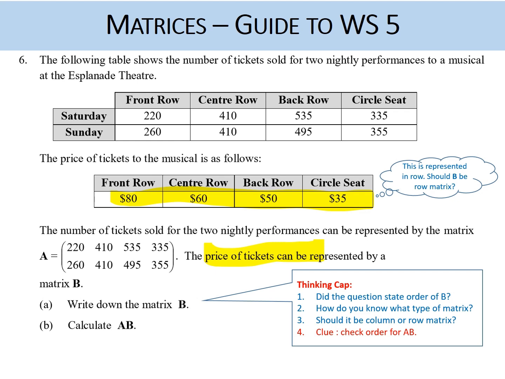So let's take a look at A again. A is a 2 by 4. Therefore, when I check the order for B, I will realize that I cannot write it as a 1 by 4. So I will have to rethink and write matrix B as a column matrix. This is the tricky part.